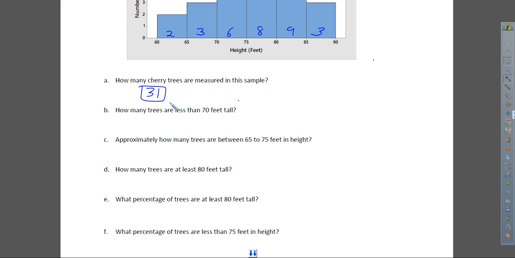31 total trees. Now, how many trees are less than 70 feet tall? So less than 70. Well, here's 70 and we want less than, so we're looking to the left. So how many trees are to the left of that? We have this bin and this bin. So we have 2 plus 3, which would equal 5 trees that are less than 70 feet.